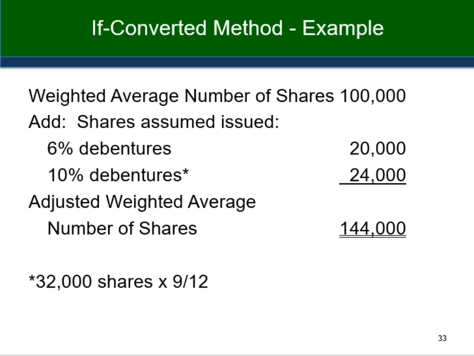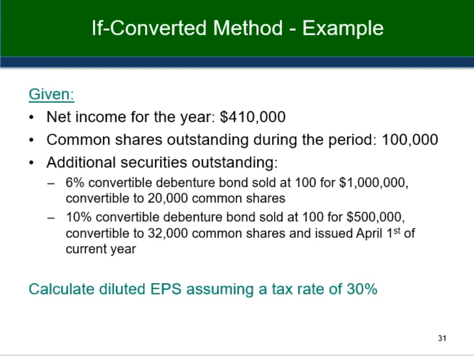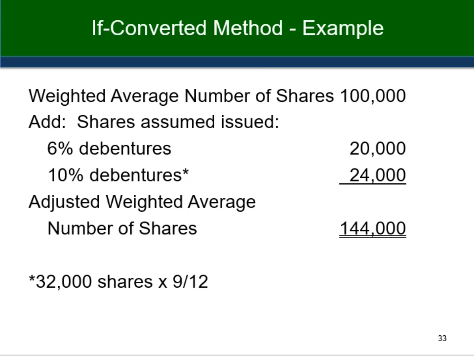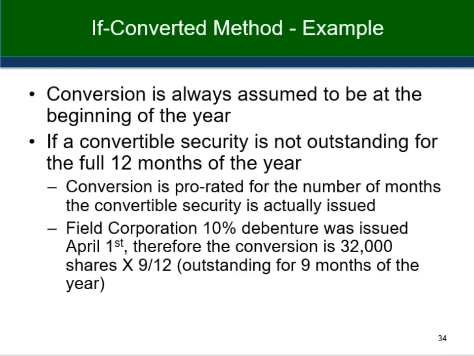The 10% debentures, if we scroll back here quickly, were convertible to 32,000 common shares, but in the first quarter of the year they were not outstanding. So we would take 32,000 times 9/12 of the year, and that would be 24,000 weighted average number of shares, because those debentures were issued partway through the year. So 144,000 is the weighted average number of shares which would be issued if both of those debentures were converted.